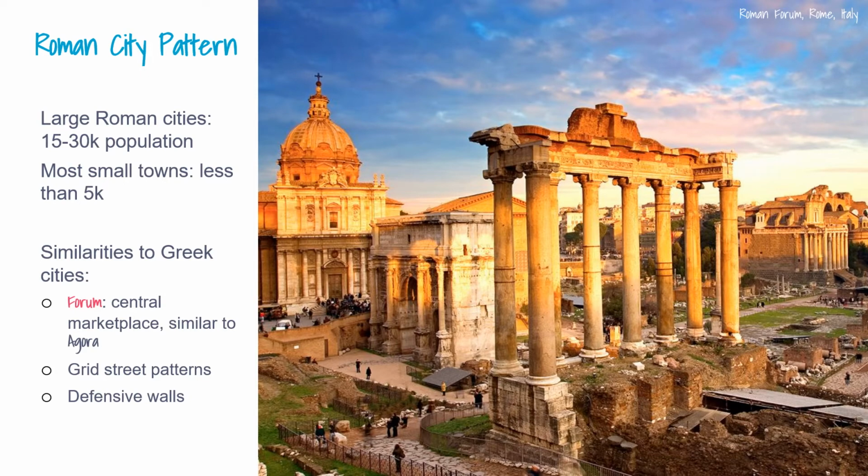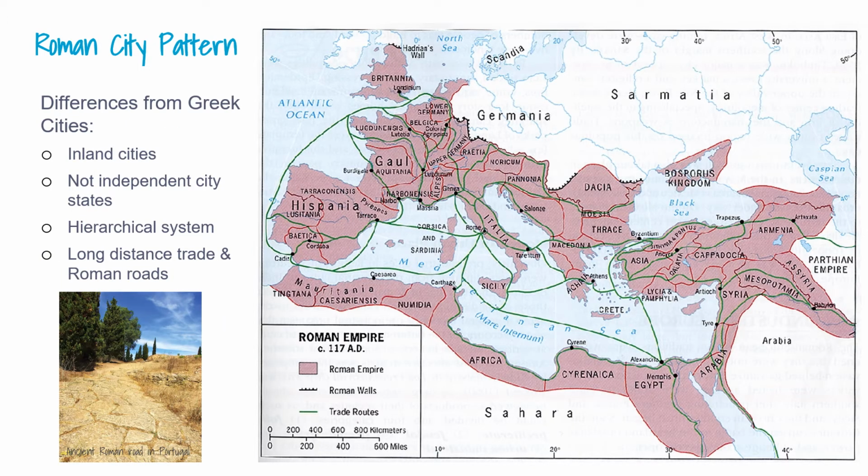Roman cities share some common features with Greek cities, such as the central marketplace called Forum. It is similar to the Agora of Greek cities. Roman cities also have grid patterns and defensive walls. There are also differences between Roman and Greek cities.